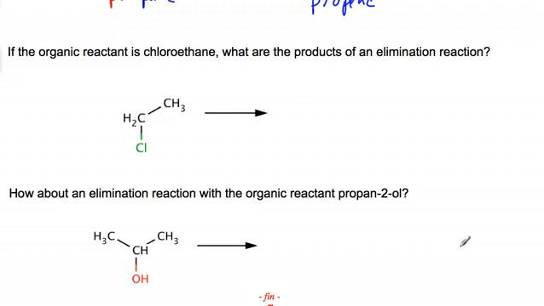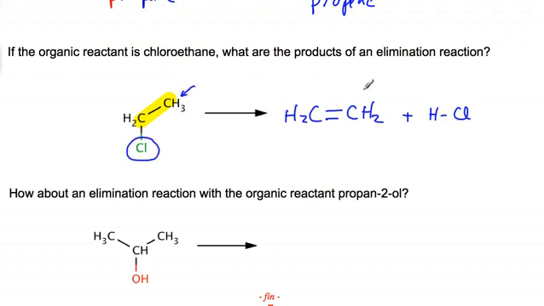What if the organic reactant was chloroethane? Well, again, it's here that I'm going to form a double bond. And so there's my double bond. I'm left with 2 hydrogens, and I'm left with 2 hydrogens, and my second inorganic product is hydrogen chloride. And so the hydrogen chloride came from the chlorine and one of these hydrogens that is on carbon 2.